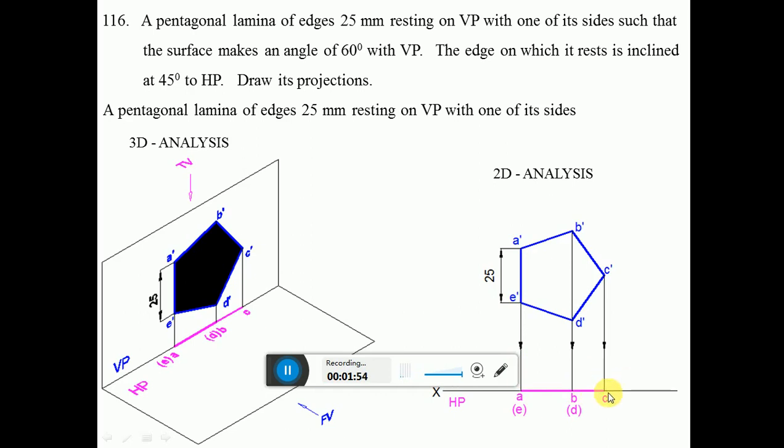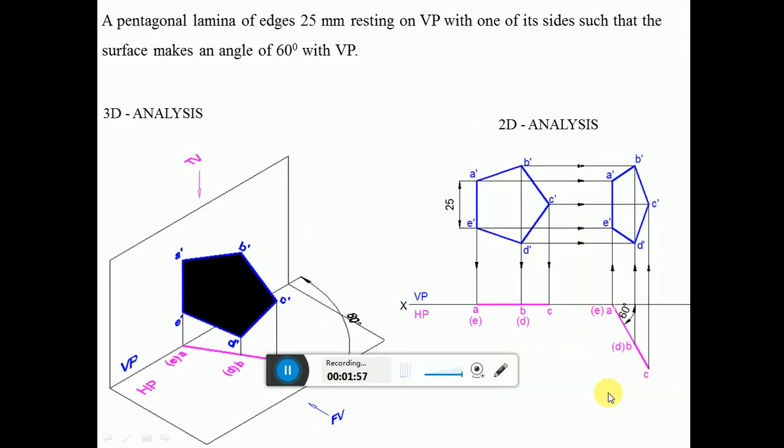Now we will go to the second position, with one of its sides such that the surface makes an angle of 60 degree with VP. So here the lamina is rotated. As you can see, the surface of the lamina is rotated such that initially it was parallel to VP, and now we can see it is inclined at 60 degrees to VP. So we have changed the position.